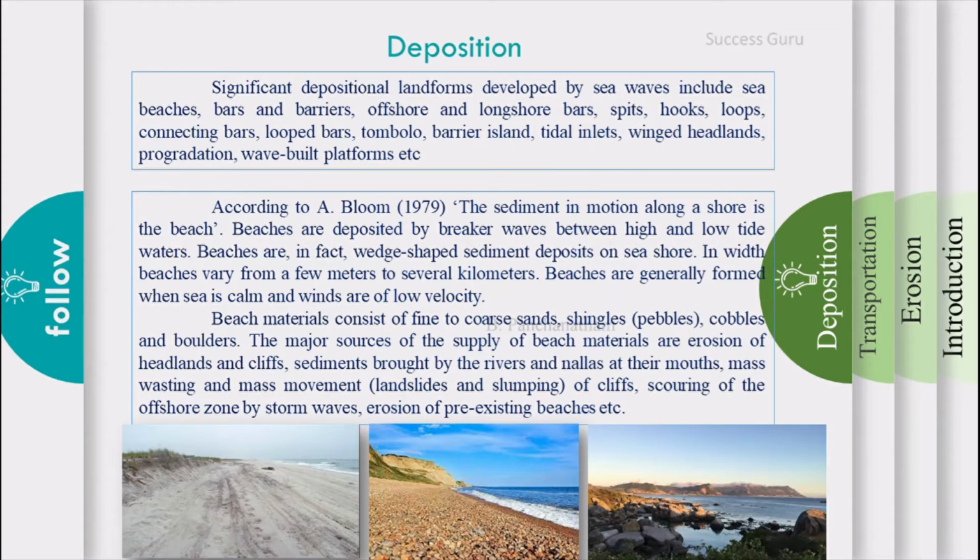And you can see three images of the different types of sediments present in the beach. So you can see this is a general sand beach, this could be a shingle beach, and this is a boulder beach, or sometimes called a cobble beach, right?